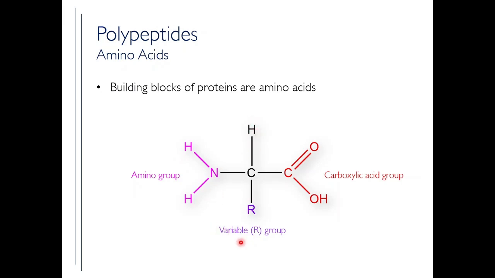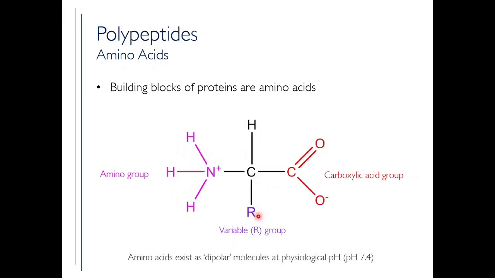The R group is variable. What this actually is, is just a chemical group. It could be something like a hydrogen or a methyl group, and it could be something really complicated like a benzene ring. We'll get to the structures in a minute.